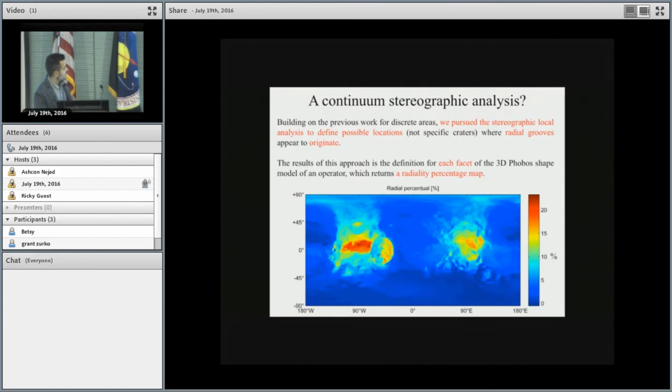So we pursued the stereographic local analysis, and we were trying to use each facet on the surface of the 3D shape model of Phobos, trying to understand for each facet what is the possible percentage map of radiality. So where these grooves are really originating from on the surface. So not just focusing on one crater, but on the surface, and trying to understand what the percentage is.